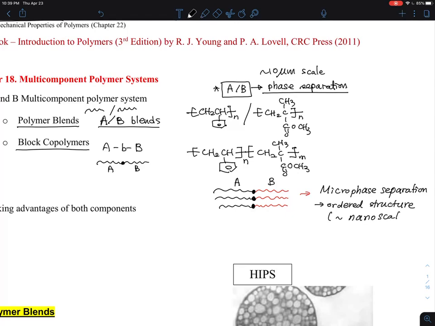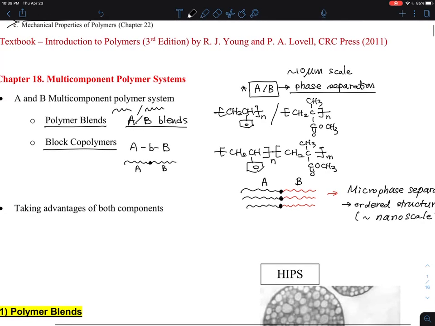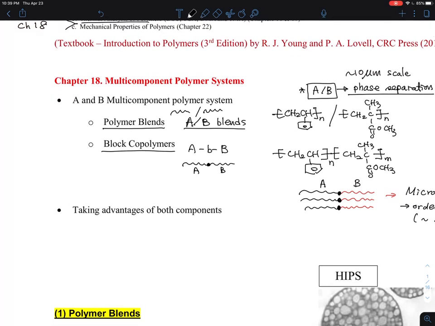Do you remember the radius of gyration of a polymer, depending on the molecular weight? That's usually 5 nanometers, and this 5 to 10 nanometer length scale phase separation is pretty common in block polymer. So those are examples of multi-component systems.